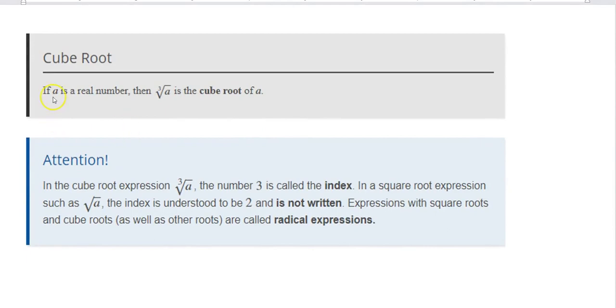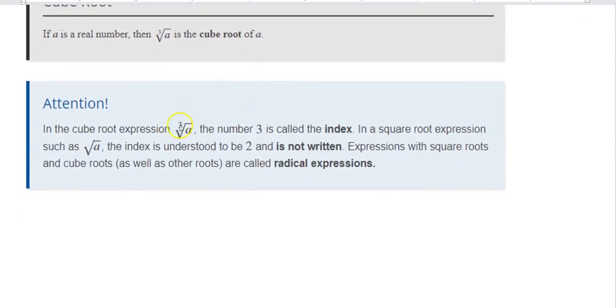Continuing on, if a is a real number, then the cube root of a is written like this. Attention, in the cube root expression, the number 3 is called the index. In a square root expression such as this one here, the index is understood to be 2. So when this part right here is blank, it's always going to be a square root. We don't write it. Expressions with square roots and cube roots as well as other roots are called radical expressions.